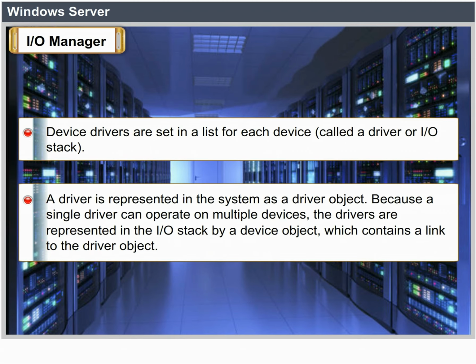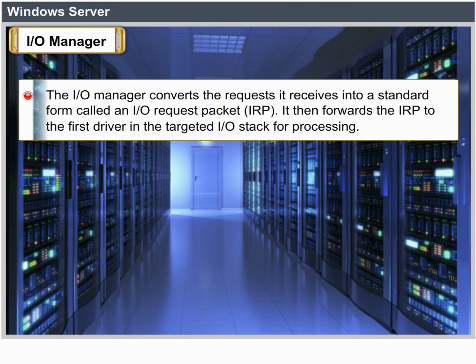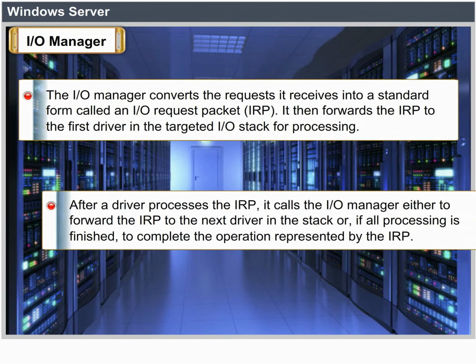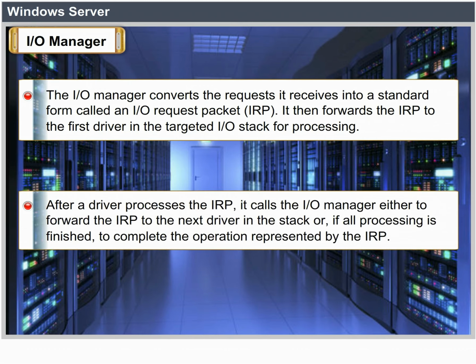The I/O manager converts requests it receives into a standard form called an I/O request packet, IRP. It then forwards the IRP to the first driver in the targeted I/O stack for processing. After a driver processes the IRP, it calls the I/O manager either to forward the IRP to the next driver in the stack or, if all processing is finished, to complete the operation presented by the IRP.